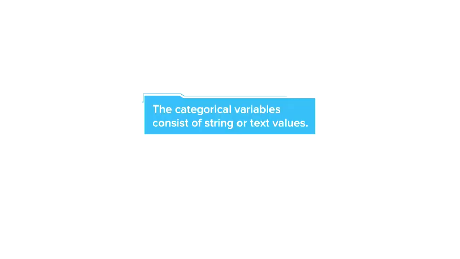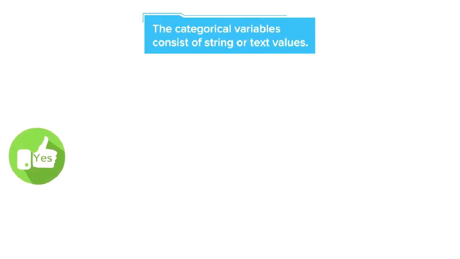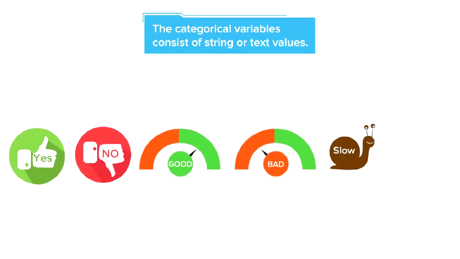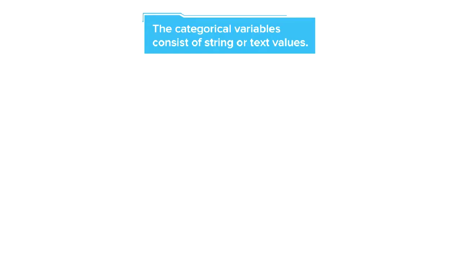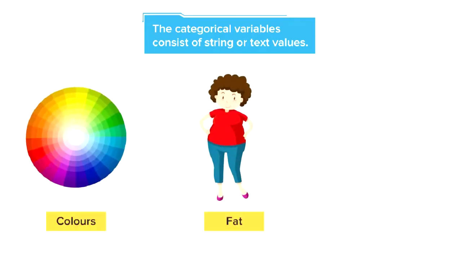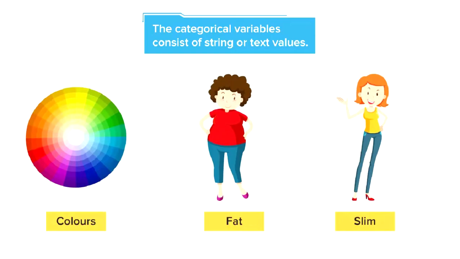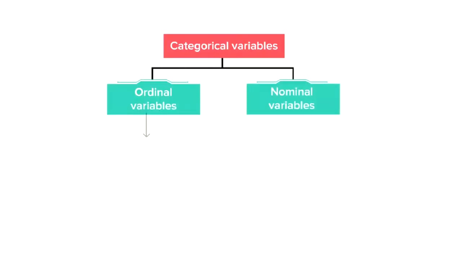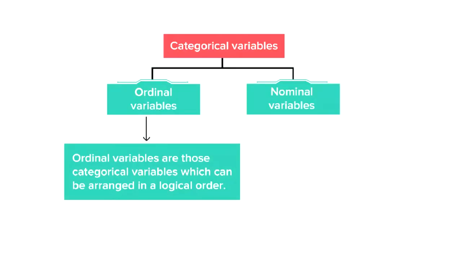The categorical variables are not numeric in nature and consist of string or text values. For example, yes, no, good, bad, slow, fast. Characteristics like colors, fat, slim, etc. or binary variables 0 or 1. These variables can be subdivided into ordinal and nominal variables. Ordinal variables are those categorical variables which can be arranged in a logical order, that is, they can be ranked in ascending or descending order based on their values.